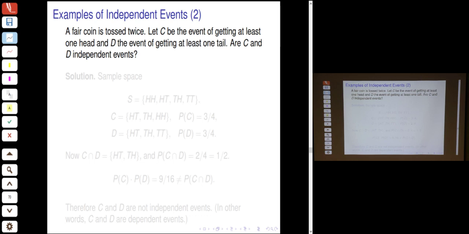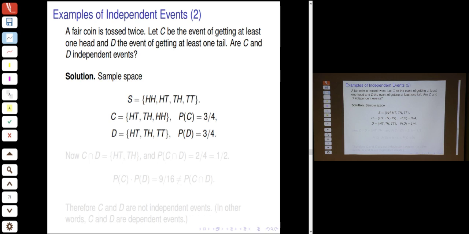Almost the same. Okay, so a fair coin is tossed twice. Now we have C and D defined this way. Let C be an event of getting at least one head. So it could be first time head or second time head or both head. Then D be the event of getting at least one tail. Now the question is, are C and D independent? Probably this time it's very hard to judge whether they are related or not. It's better to just use calculation, the mathematical formula. Again, the sample space is this.